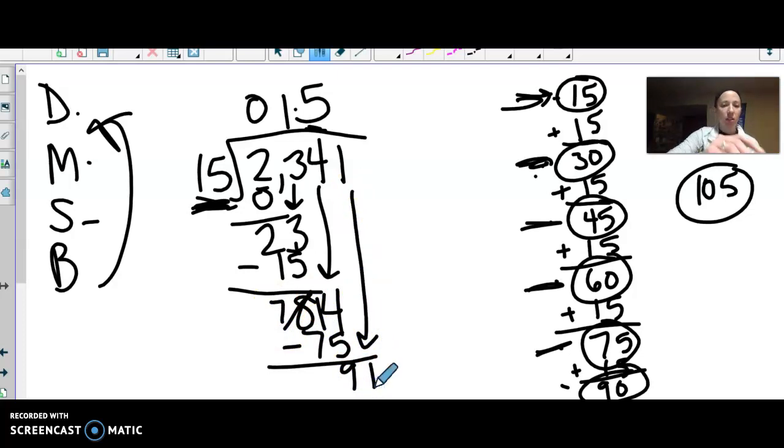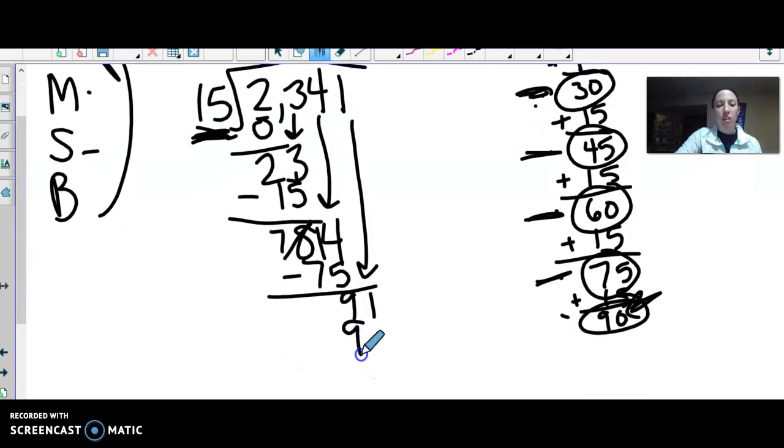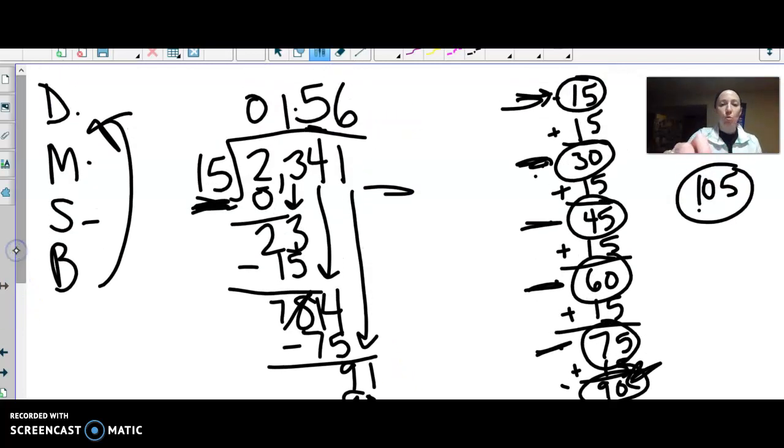And keep going. How many times does 15 go into 91? Well, 105 is too big. 90 is just about right. Notice it's close but still smaller. So it goes in 6 times because that's the 6th multiple. So 6 groups you could think. 6 times 15 is 90. Subtract, I get 1. Have nothing more to bring down, so 1 is my remainder. So I get 156, remainder 1.